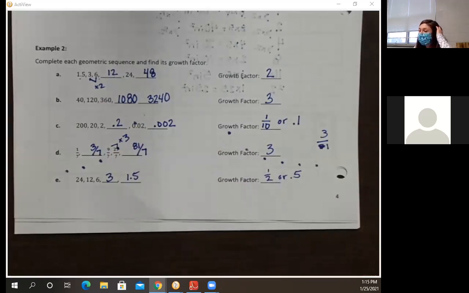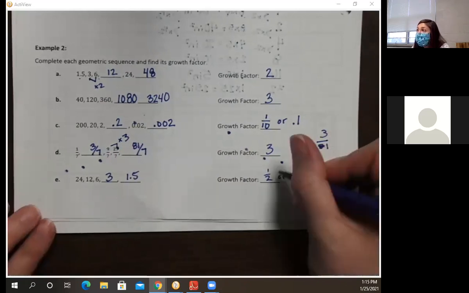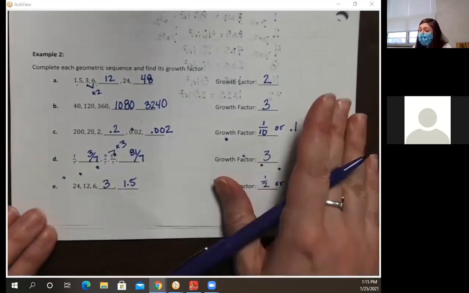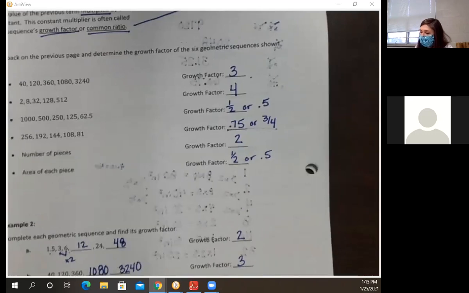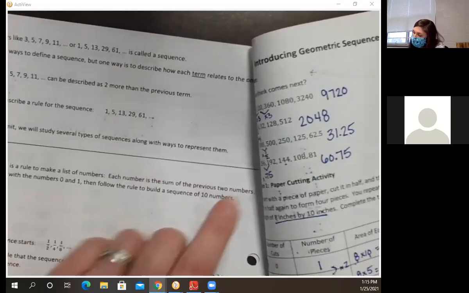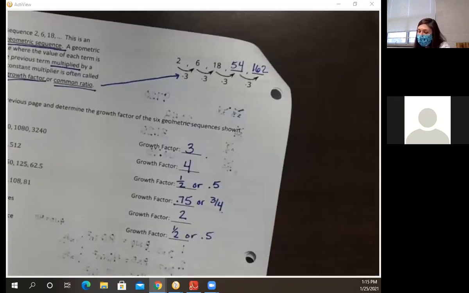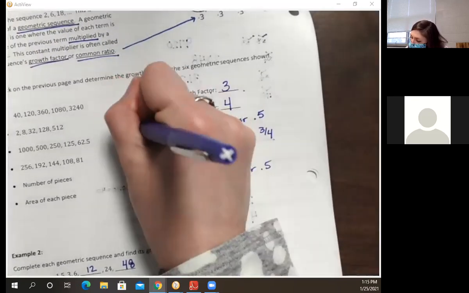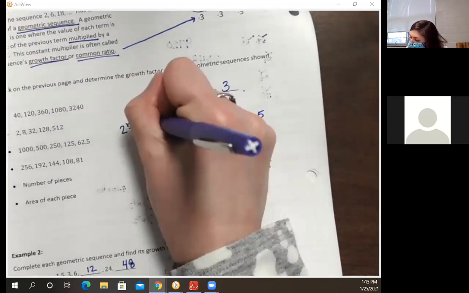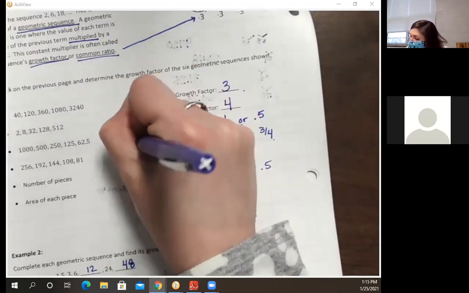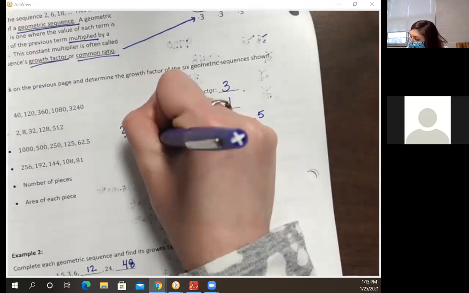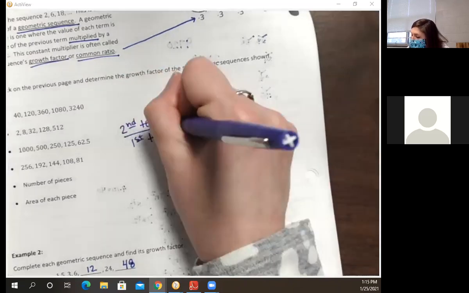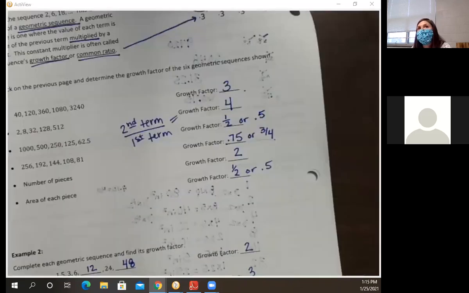Okay. For these geometric sequences, we're always multiplying by something. And as a reminder, just like we did on our example here with the 0.75, if you have trouble figuring out what that growth factor is, you can take the second term and divide by the first term. That will give you your growth factor. Okay, any two adjacent terms, take the second one, divide by the first one, and you'll get your growth factor.